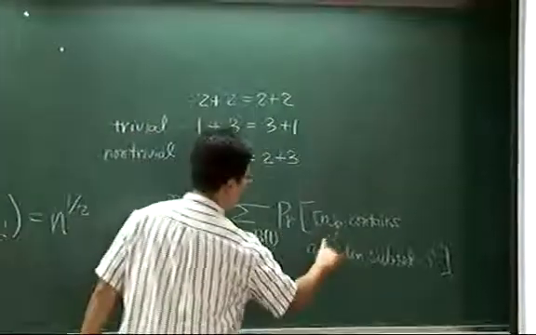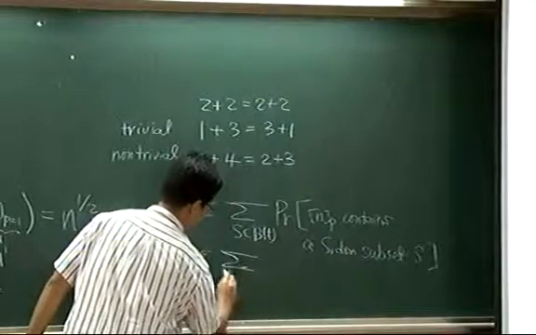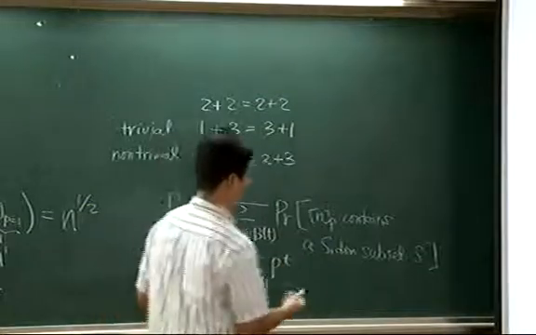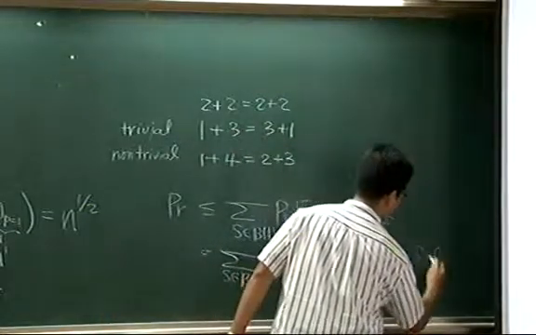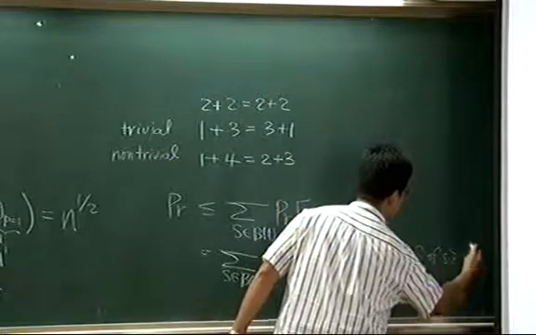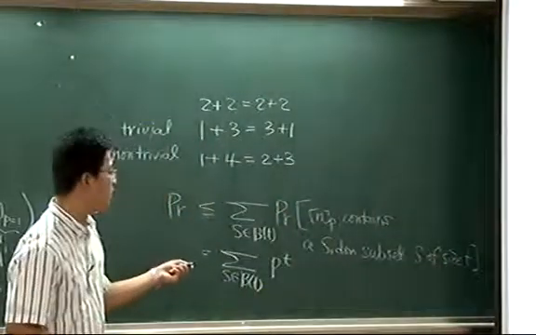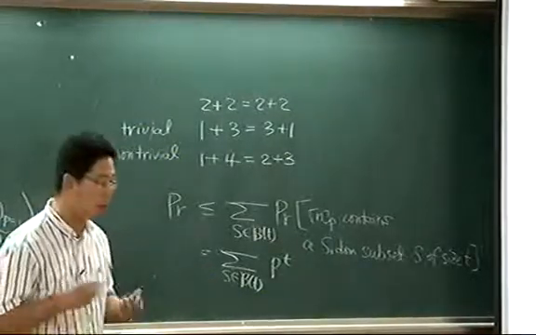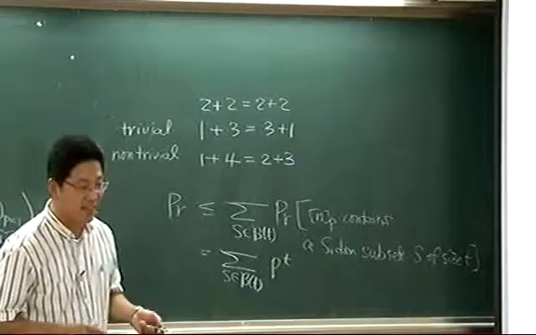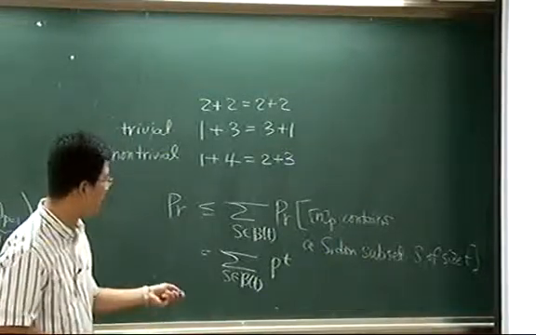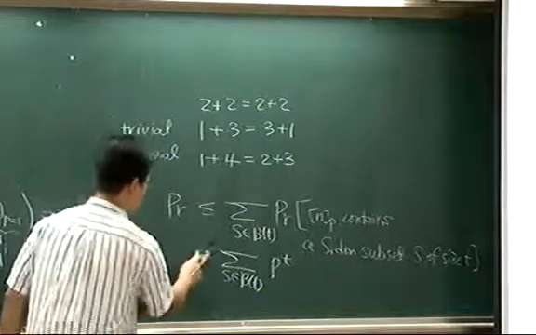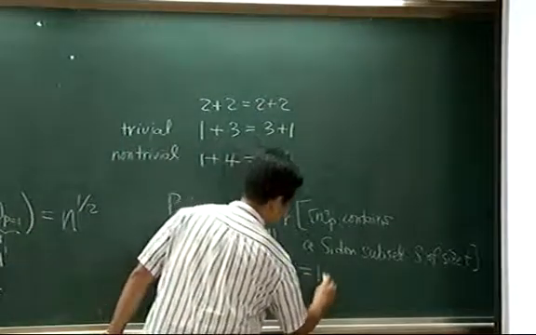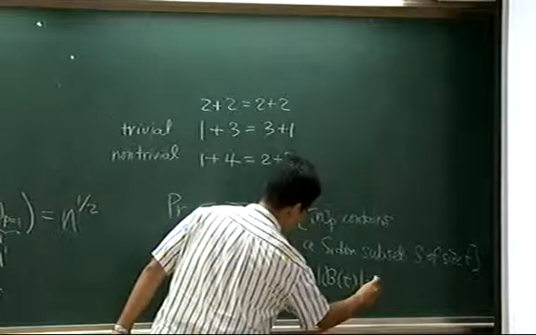And then this probability will be P to the T, because the Sidon subset contains T elements, so the T elements should be in the random set. So the probability that the Sidon set is contained in the random set will be P to the T. And this will be the size of B of T times P to the T.